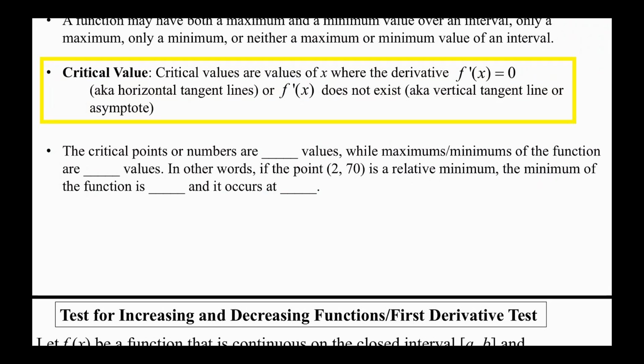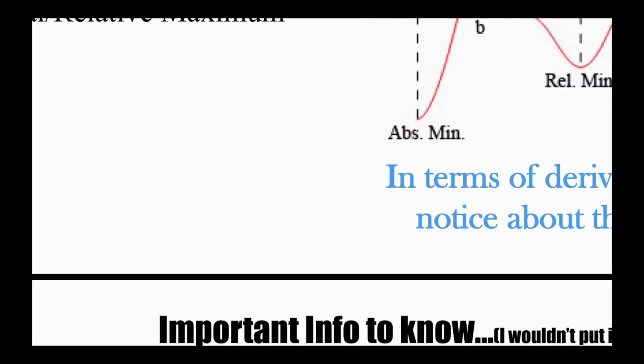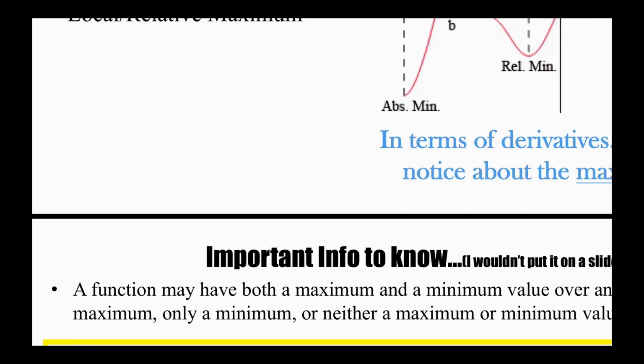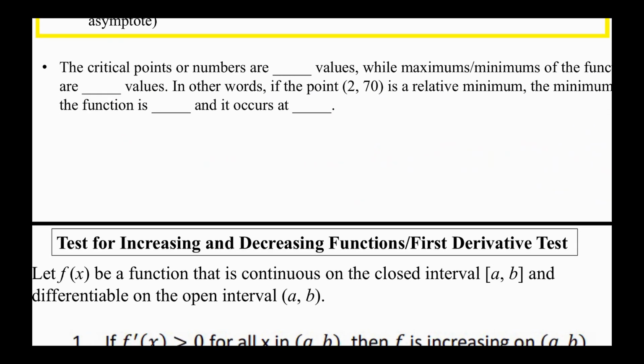Because you can have, not on this picture, but I can have a graph that looks like this, right? This right here is a minimum, but it doesn't have a derivative. So I would look for the point where the derivative doesn't exist. That's where the other case is brought in, because just because it doesn't have a curved bottom or top doesn't mean it's not a maximum or minimum.